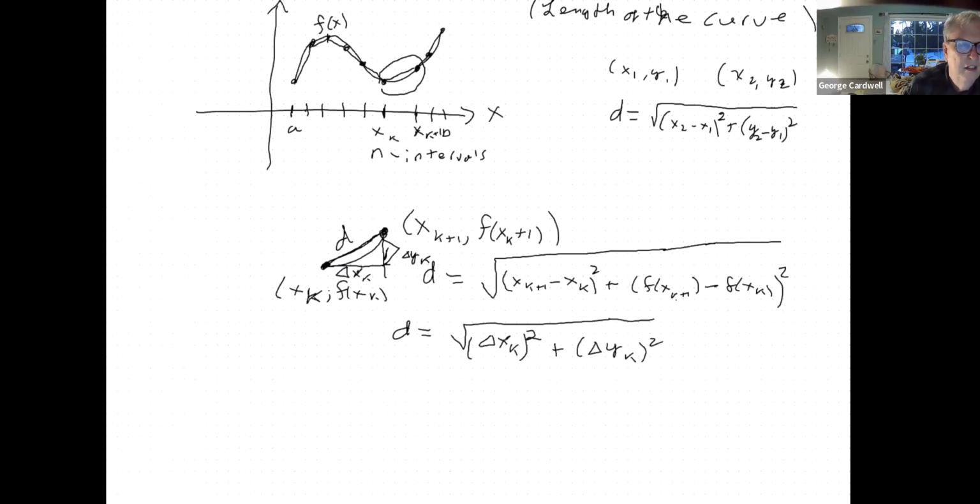Okay. So again, let me draw this little piece again. I'll draw it right about here. There's my straight line, and my curve is moving like that.